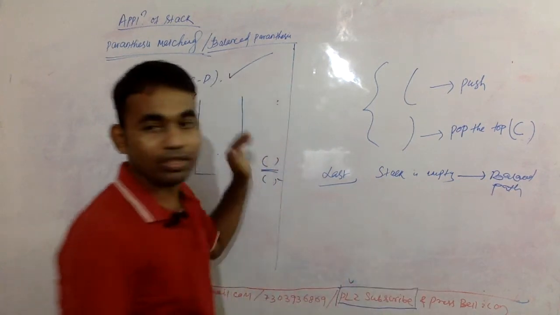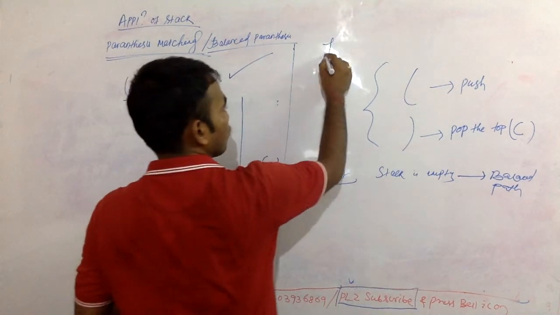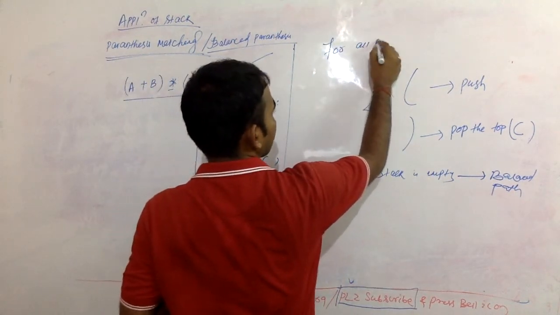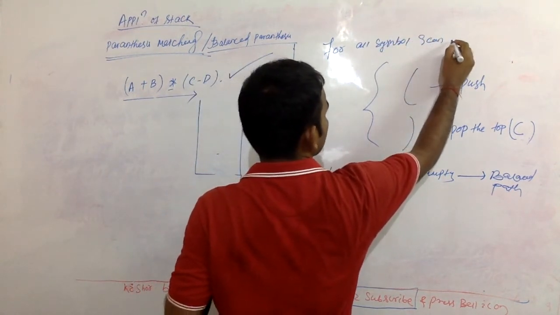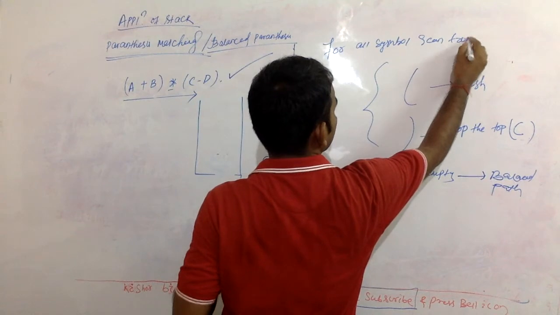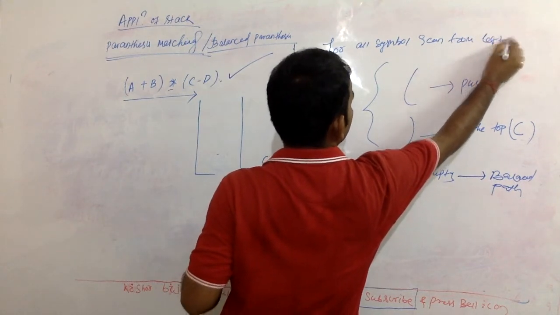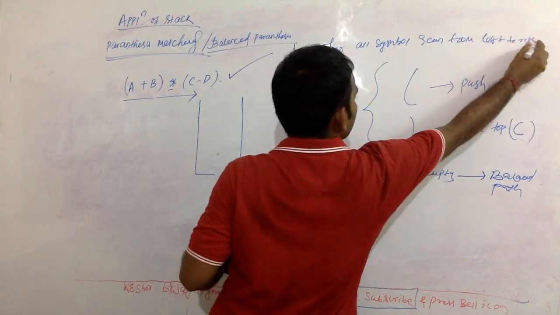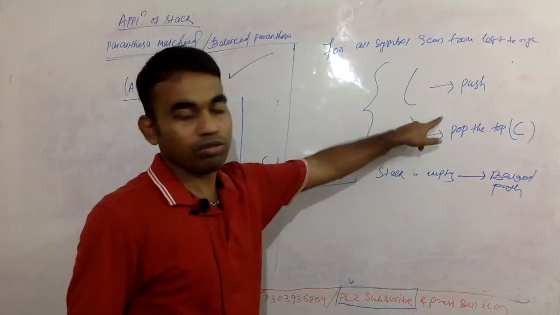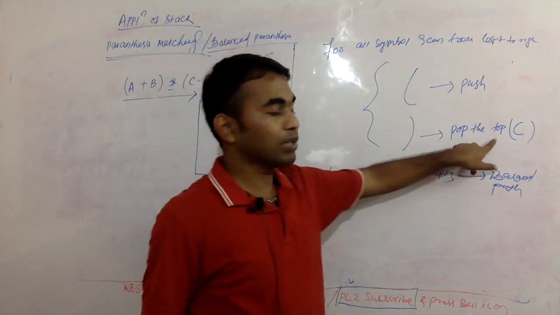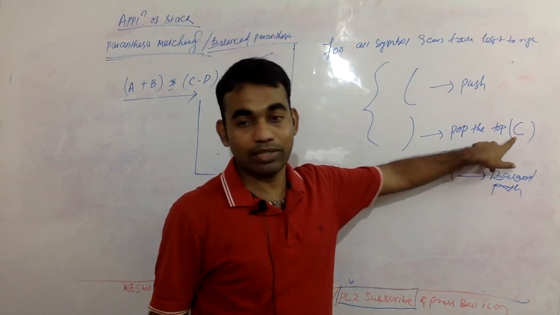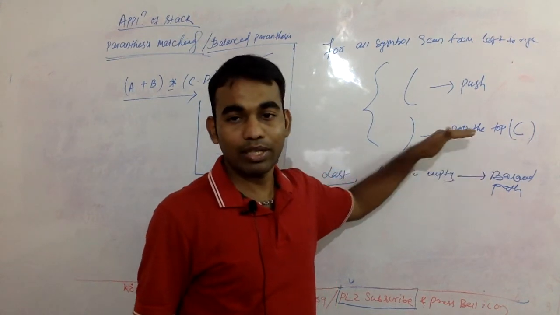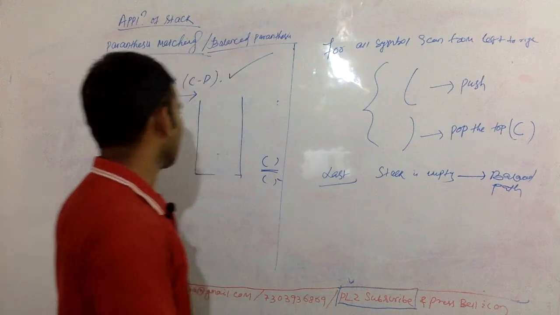For all symbols, scan from left to right. If left parenthesis, push. If right parenthesis, pop the top, and check that it should be a left parenthesis. If it is not a left parenthesis, then you can exit from here. So that's the concept.